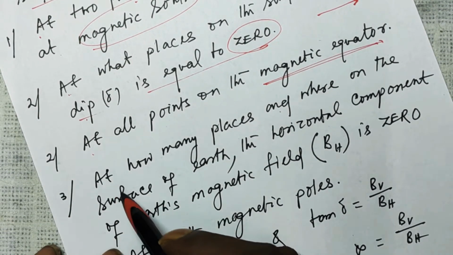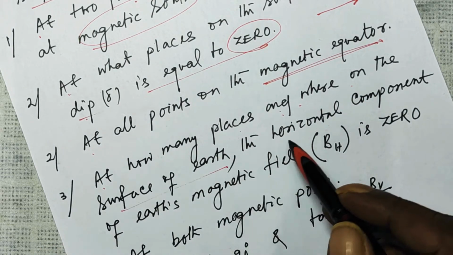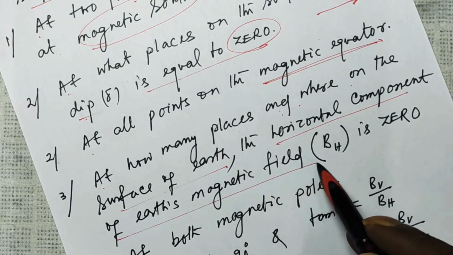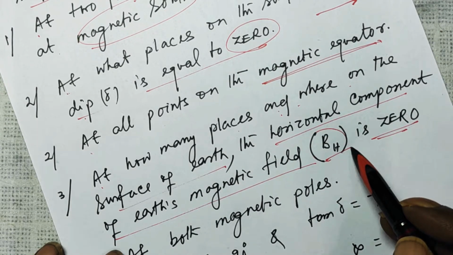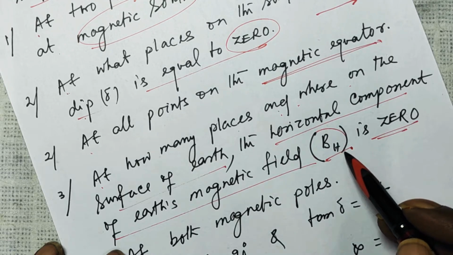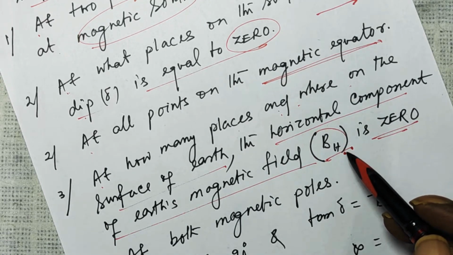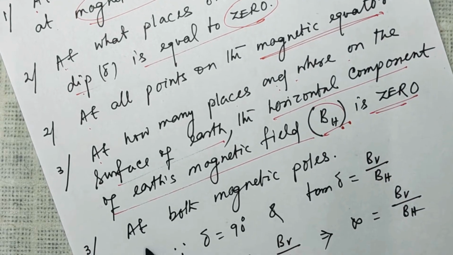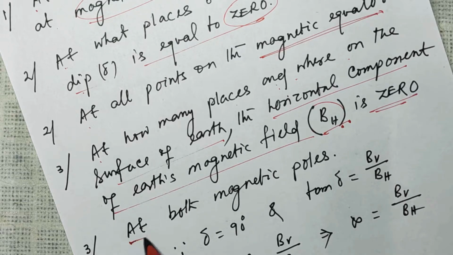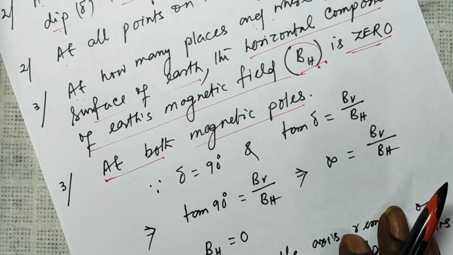Then coming back to the third one: at how many places and where on the surface of the earth is the horizontal component of earth's magnetic field B equal to 0? If the horizontal is 0, then it is totally vertical. Therefore, what is the answer? At both magnetic poles.